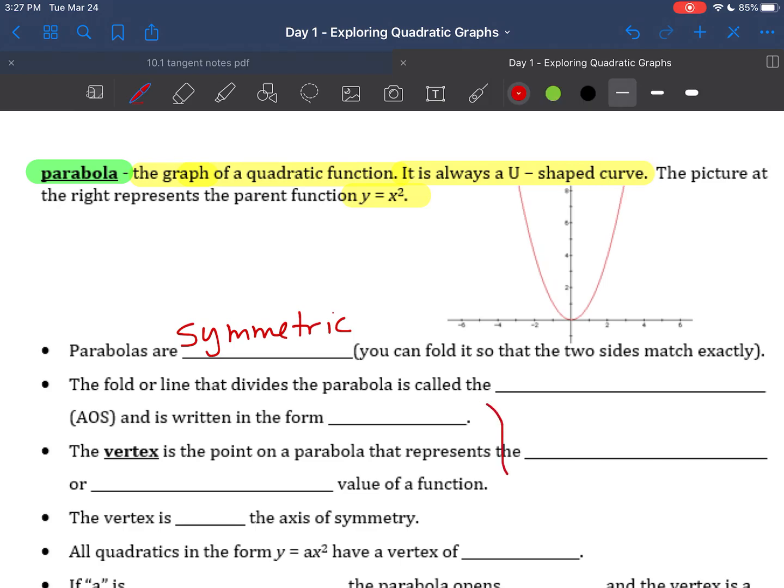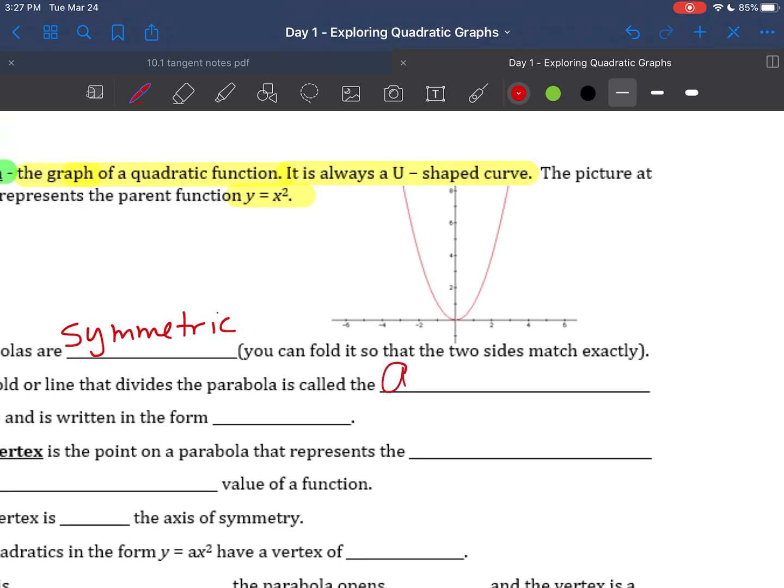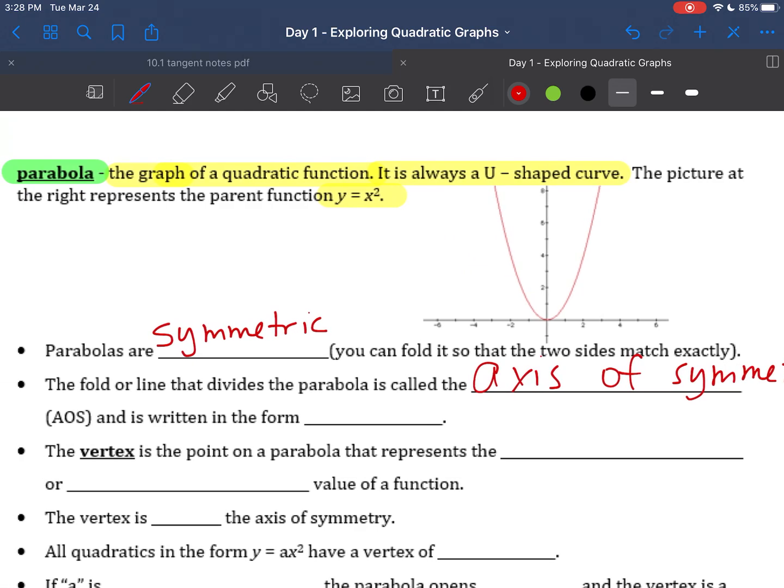Okay, second item here. The fold line that divides the parabola is called the axis of symmetry. You're going to have to bear with me on handwriting. I'm trying to use a stylus here, and it's not the best. The axis of symmetry is also abbreviated AOS.